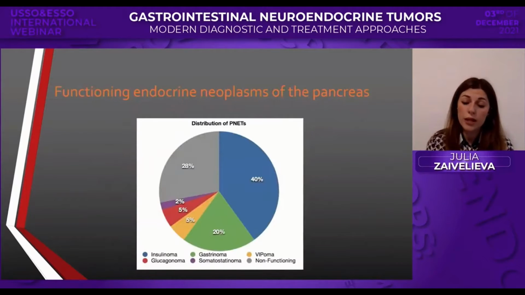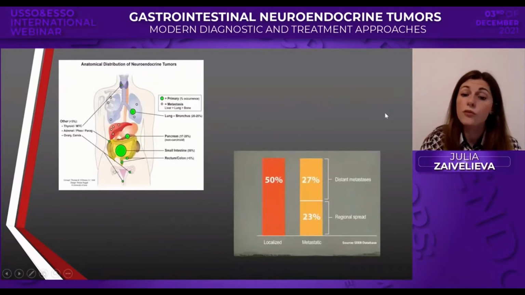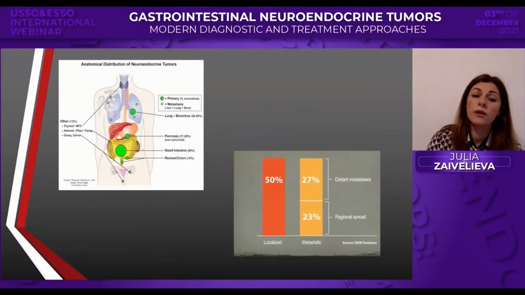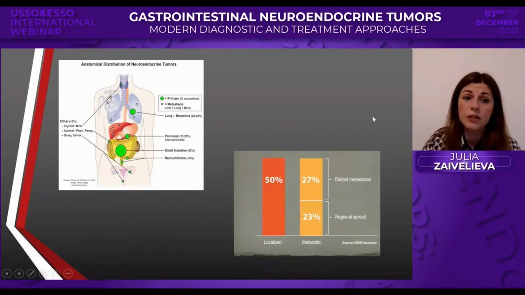Functioning endocrine neoplasms of the pancreas are often insulinoma, almost 40%. Unfortunately, half of patients have metastatic advanced stages. Half of them have regional spread, and half of this group have distant metastasis.